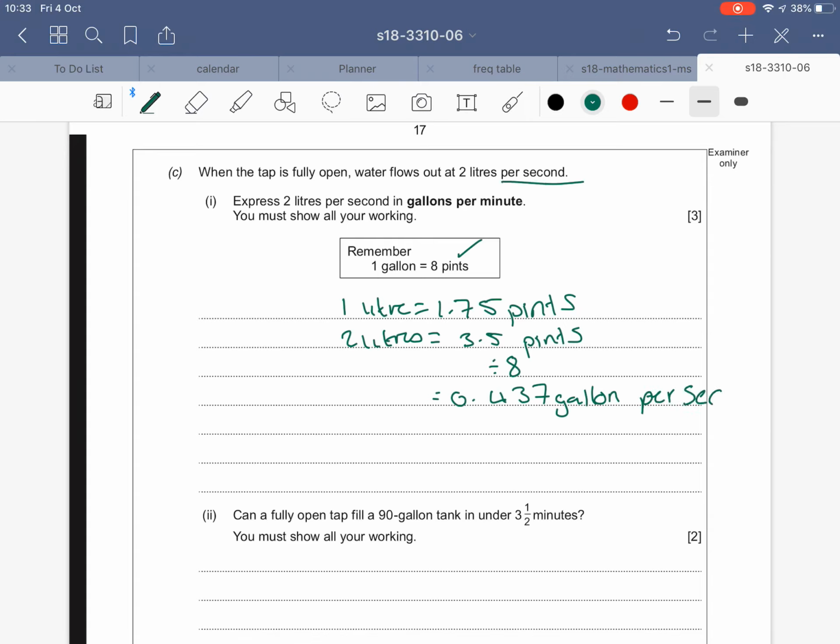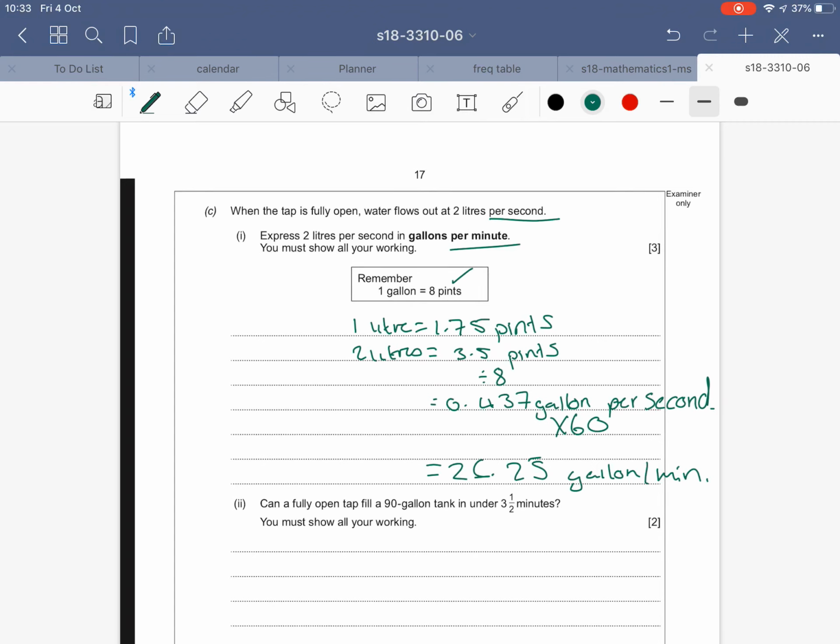This is still per second though, and we just need to change that into minutes. We should know how many seconds are in a minute. Just times it by 60. And you should get 26.25 gallons per minute. That's a horrible one, really.